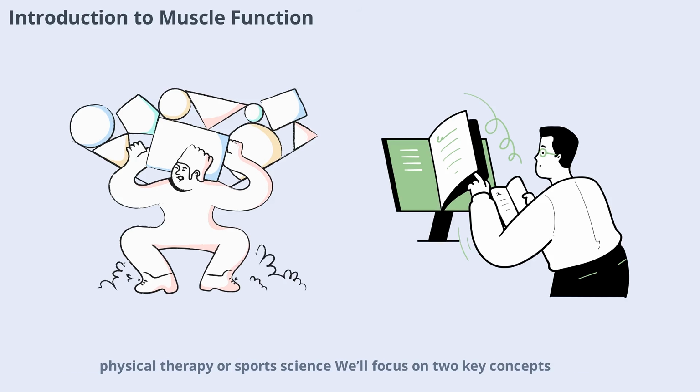We'll focus on two key concepts, active insufficiency and passive insufficiency, which are crucial for understanding the limitations of muscles that cross more than one joint. By the end of this video, you'll have a clear grasp of why these limitations matter and how they affect everyday movements and athletic performance. Let's start by setting the stage for how muscles operate in our bodies.